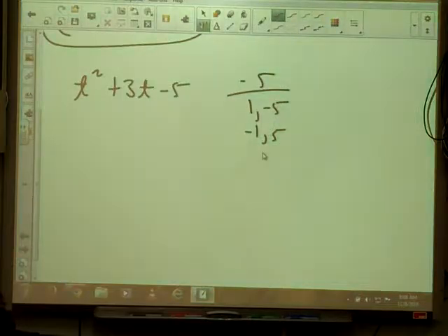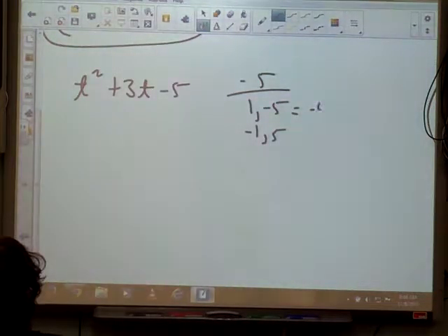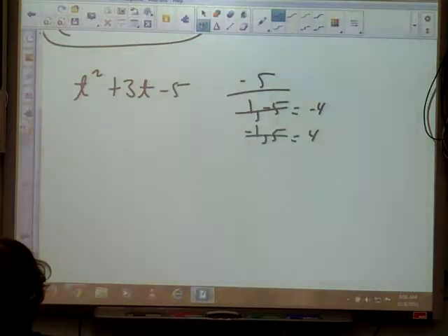So I need the pair of those that adds to 3. 1 plus negative 5 is negative 4. That's no good. Negative 1 plus 5 is 4. That's no good. So none of them work, which means that one will be prime.